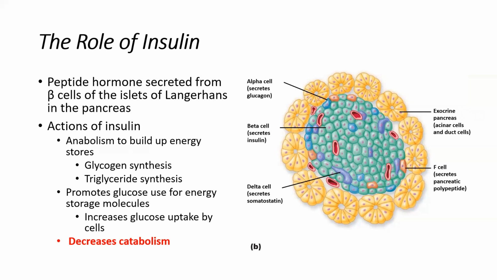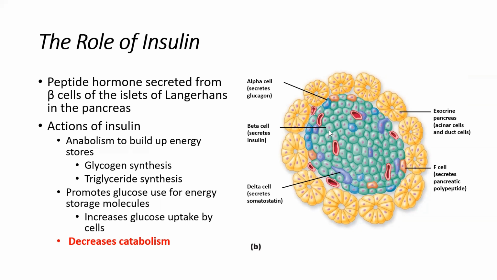for a later time. So increasing that glucose uptake so that it can be catabolized and put away, or so it can be anabolized, right? Put away or stored up for a later time. But it's also going to decrease glucose catabolism, so decrease the breakdown of those macronutrients, okay?